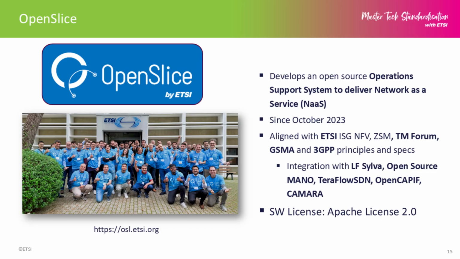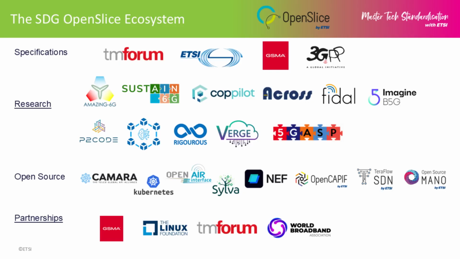OpenSlice develops an open source operations support system to deliver network as a service. It was started in October 2023. OpenSlice exposes TM Forum's APIs and is aligned with ETSI NFV and ZSM specifications. It has a diverse research ecosystem and has been integrated with a wide range of open source projects such as Sylva, Open Source MANO, TeraFlowSDN, OpenCAPIF, and CAMARA.